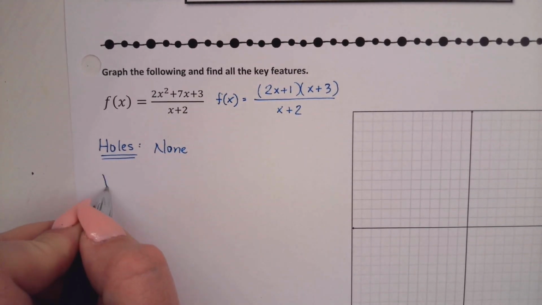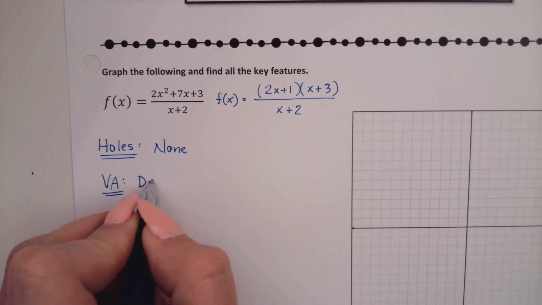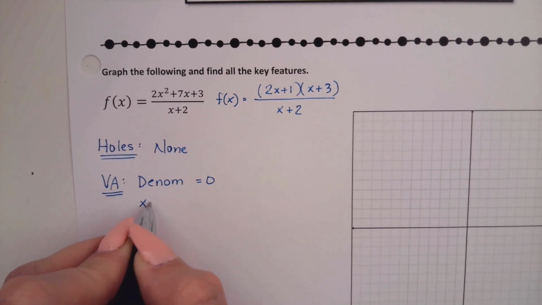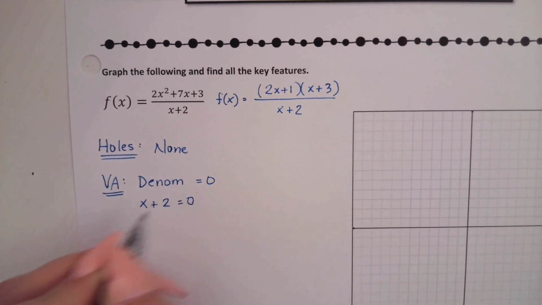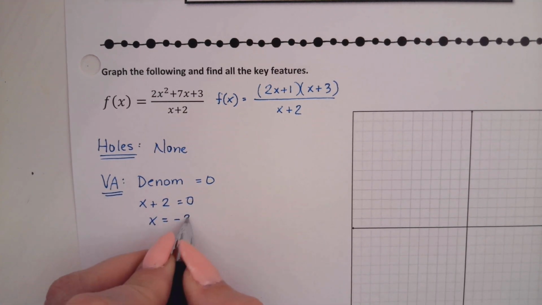The vertical asymptote. Remind me how we do that again? Yep. Take the denominator, set it equal to 0, and then solve. So we'll have x plus 2 equals 0, which means my vertical asymptote is that x equals -2.